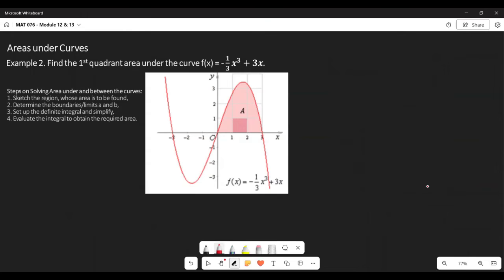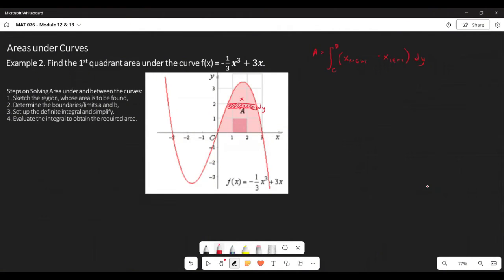Baka nagtataka kayo guys, bakit vertical strip yung ginamit natin at inisip nyo kung pwede ba yung horizontal strip. So pwede, try natin kung pwede nga ba. So using horizontal strip, pag horizontal strip, di ba meron tayong dy and then may x tayo na length. So kailangan natin is yung formula na A is equal to integral of yung function na nasa right ng ating strip minus yung x o yung function na nasa left ng ating strip dy. So may limit tayo na c to d.